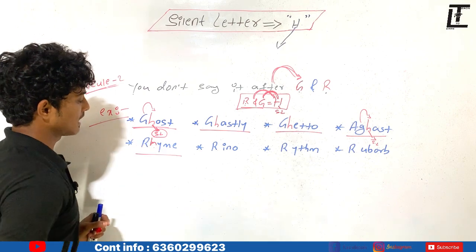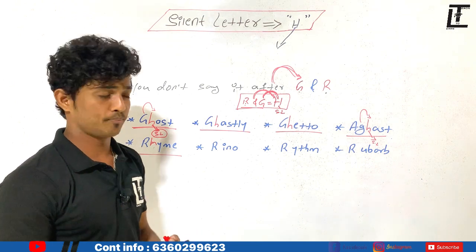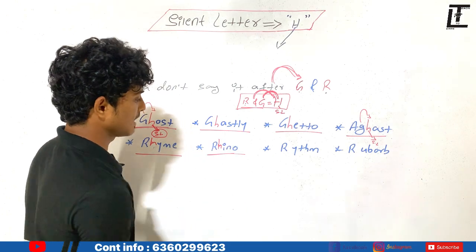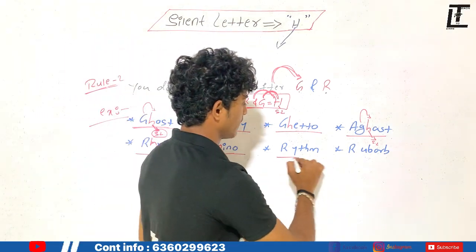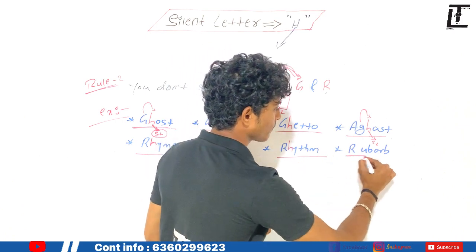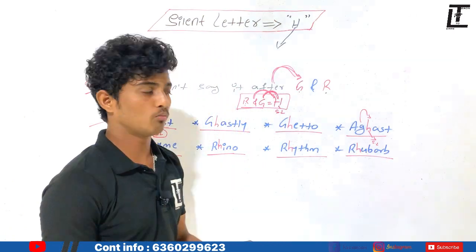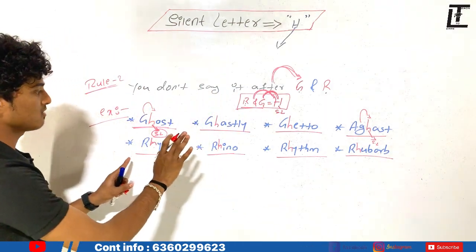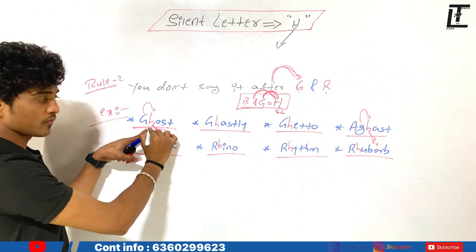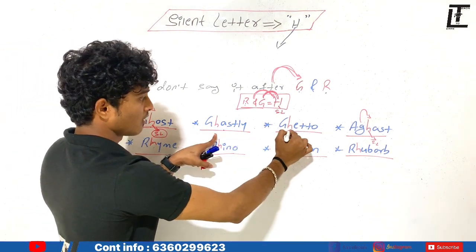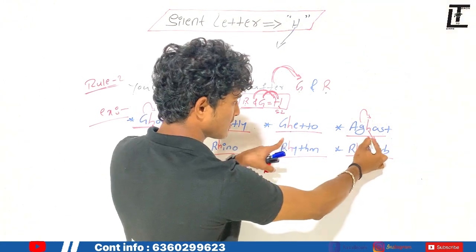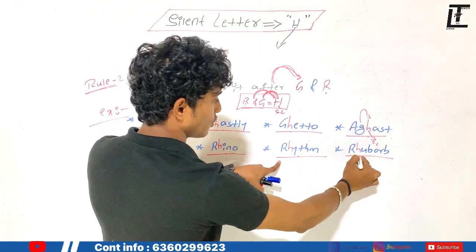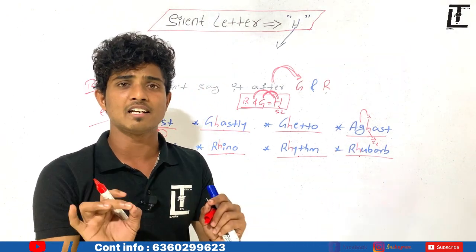This word must be pronounced as rhyme. This word should be pronounced as rhino. And this is rhythm. This is rubab. Here the R is silent and the H is also silent. I repeat the pronunciation of these words: ghost, ghastly, ghetto, aghast, rhyme, rhino, rhythm, rubab. So this is rule number 2 of the silent letter H.